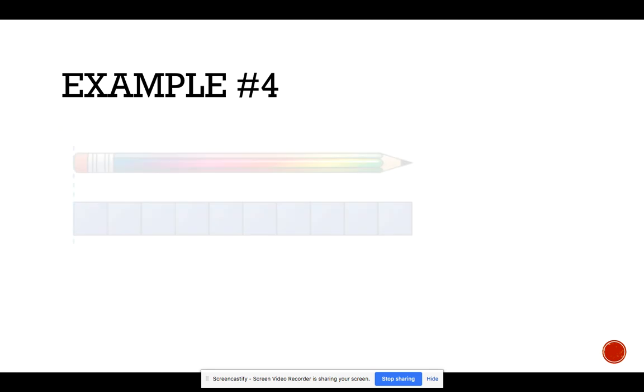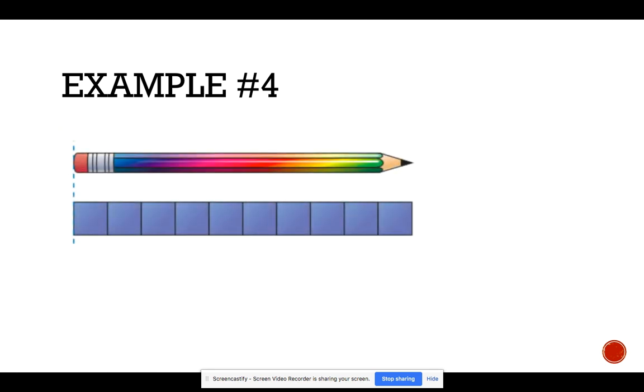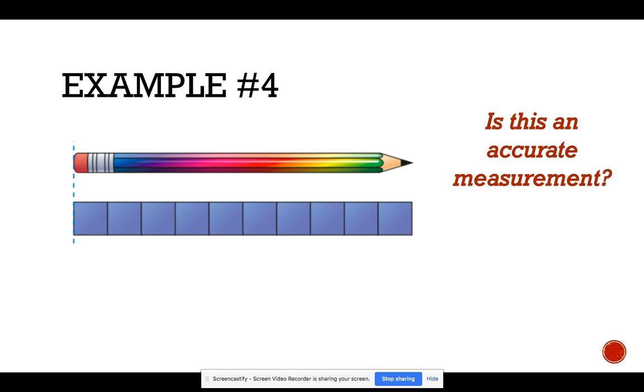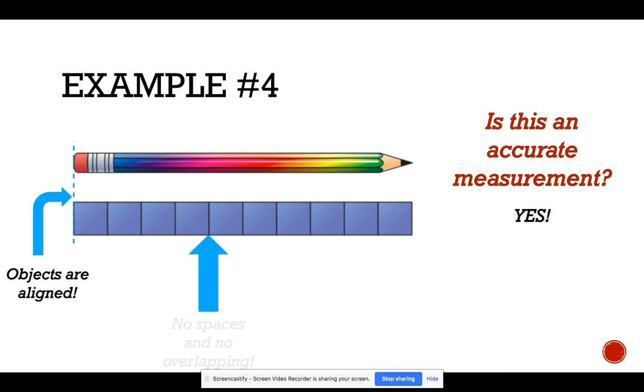What about example number 4? Is example number 4 an accurate measurement? Yes. Why is this an accurate measurement? First, we note that the objects are aligned. We also notice there are no spaces and no overlapping with our non-standard units.